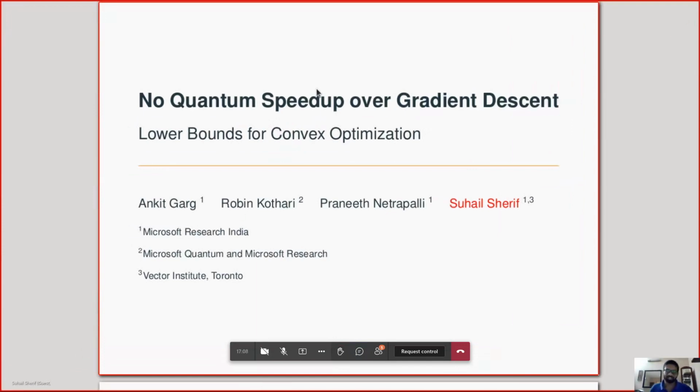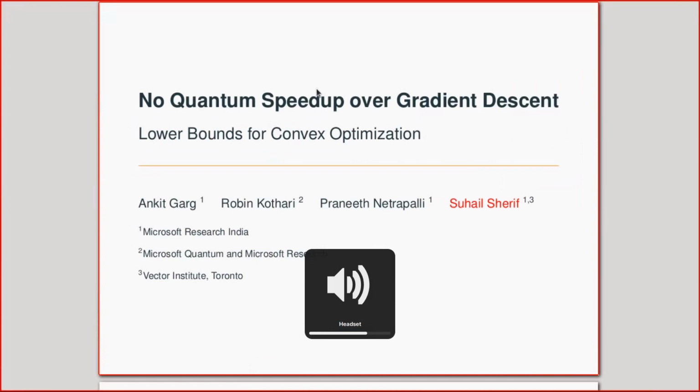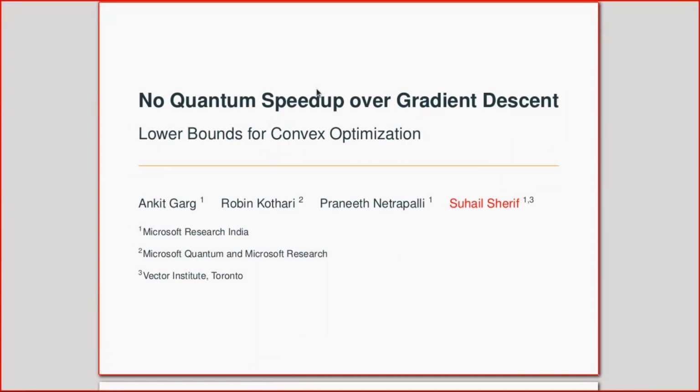So as you mentioned, this is all just about gradient descent and whether now that we have quantum computers we can do better than we could classically. And the answer is no, as my title says here. But it's still going to be an interesting journey, even though I've spoiled it. As you said, I am now a postdoc at Vector Institute, but this work was done when I was a research intern at Microsoft in Bangalore. And these are my co-authors, Ankit Garg, Robin Kothari, and Praneeth Netrapalli.